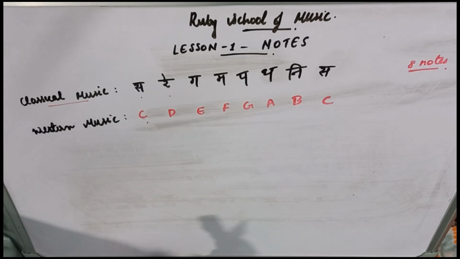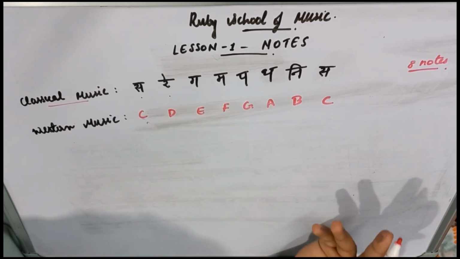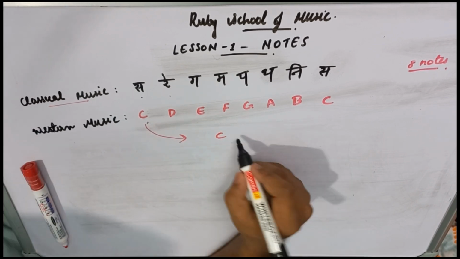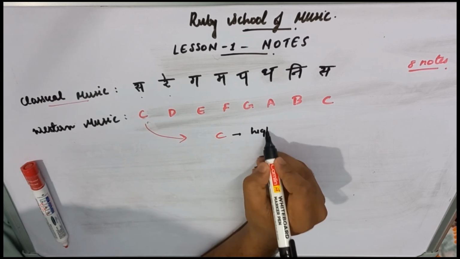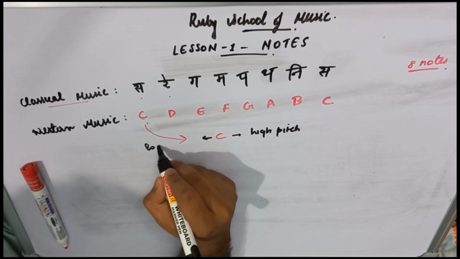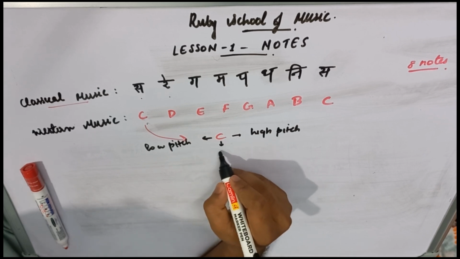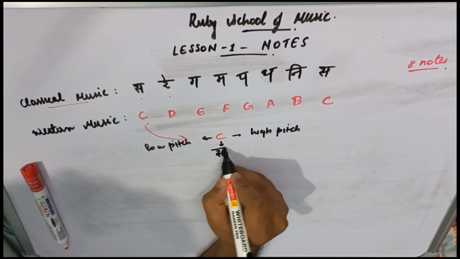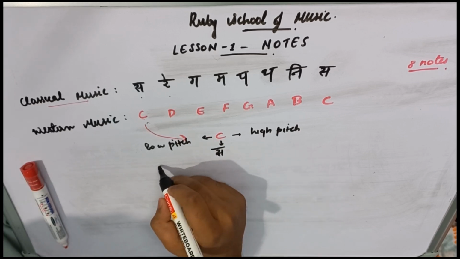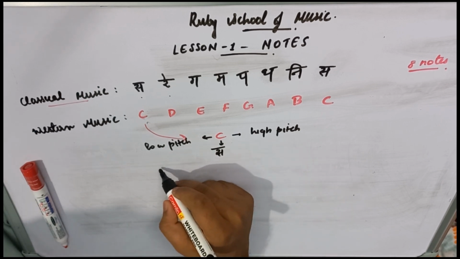Okay, before that, this is a basic definition. For every note, there is a high pitch and a low pitch, right? For example, let's take sa. For C, there is a high pitch and a low pitch. So how do you sing this? Sa is equal to C, right? Sa, sa, sa. See, that is high pitch will be sa, low pitch will be sa, and the normal will be sa.